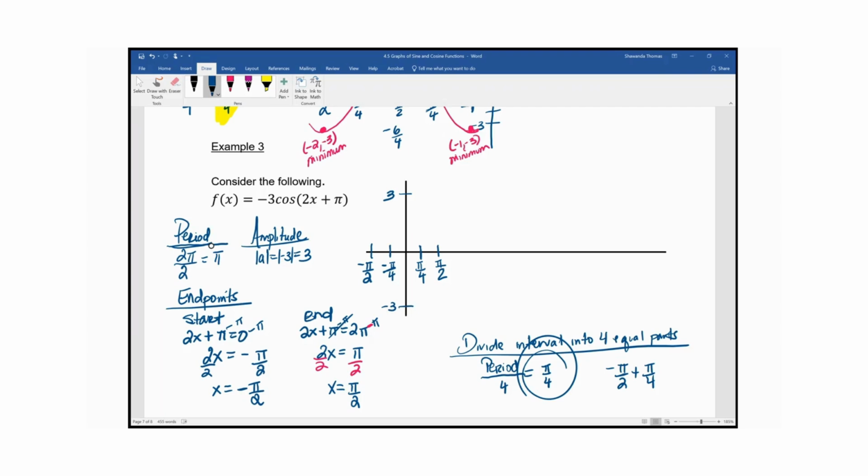All right, this is a cosine function. So what do we know about the x-intercepts? Where do they occur? On the quarters. And what are the quarters here? What would you consider the quarters on the x-axis? Would it be the negative pi over 4s? Mm-hmm. Pi over 4. Yep. So we're there for that.